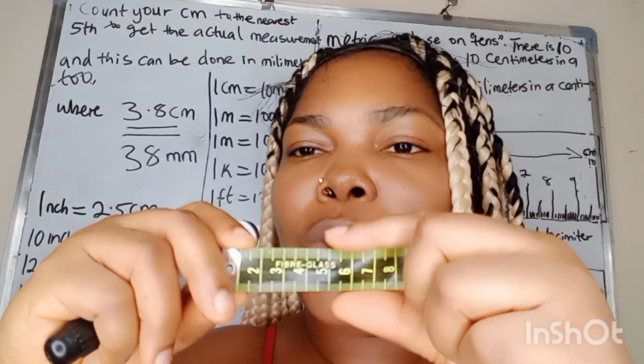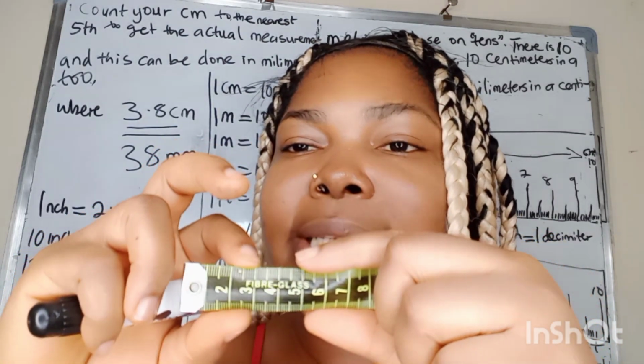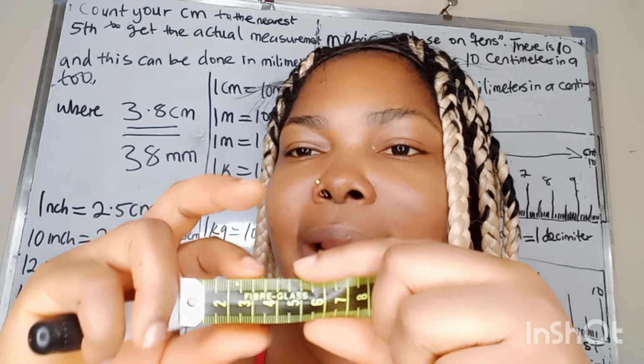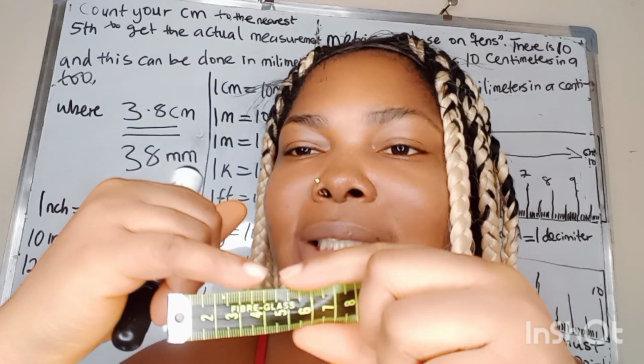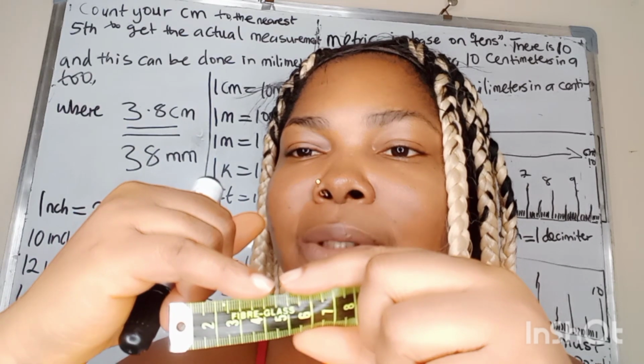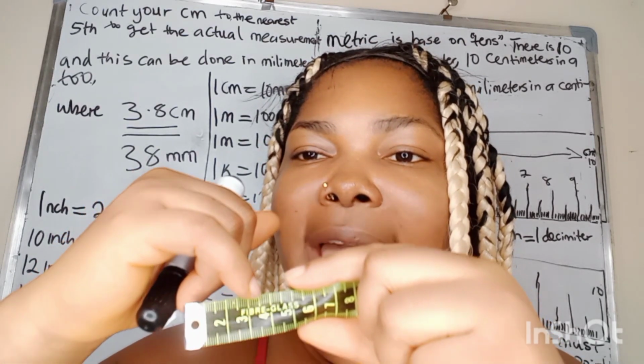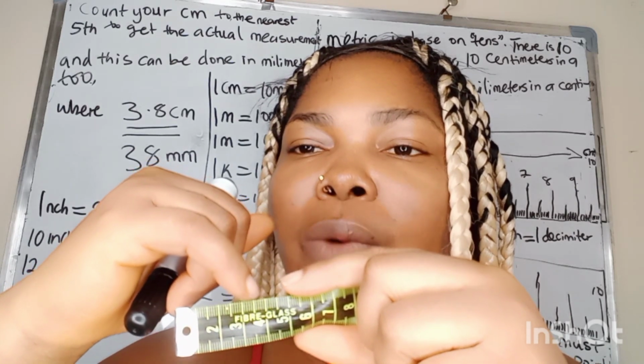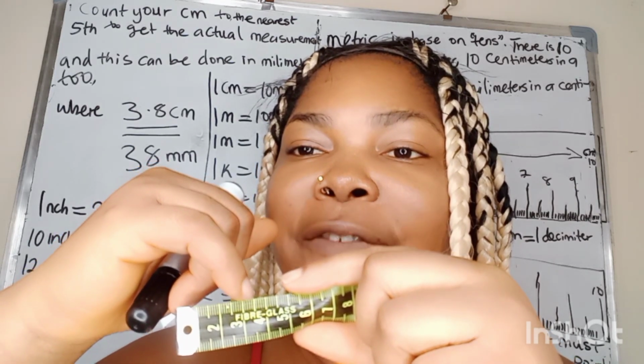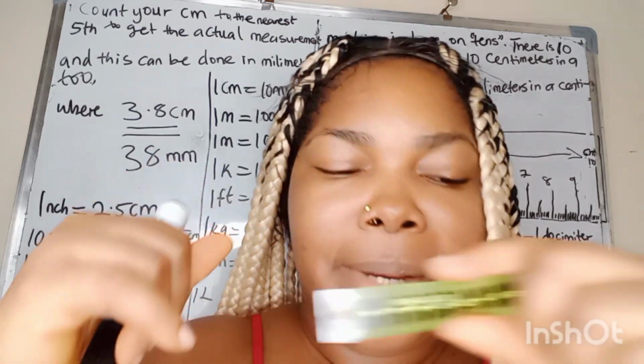Now the next one you count is second centimeter, which is the next longest line, and then you count 10 hash lines. From this point to this point, you have 10 hash lines, and the 10 hash lines is divided by 2, and this point here is what we refer to as 0.5 centimeter or 5 millimeters.